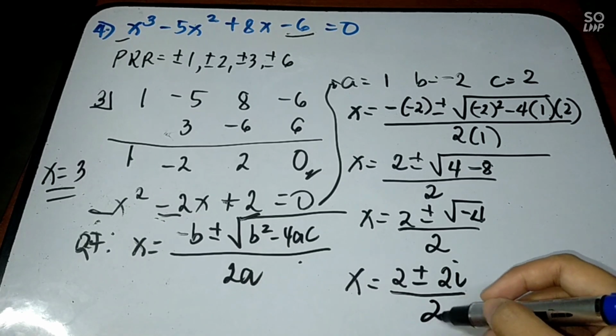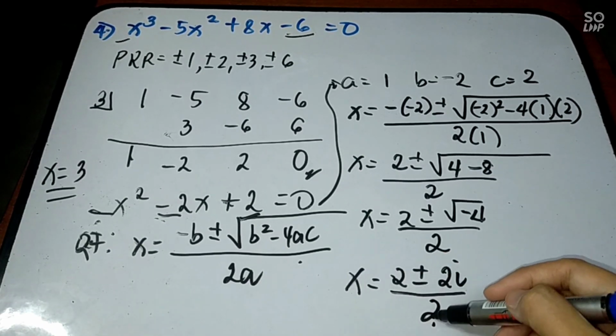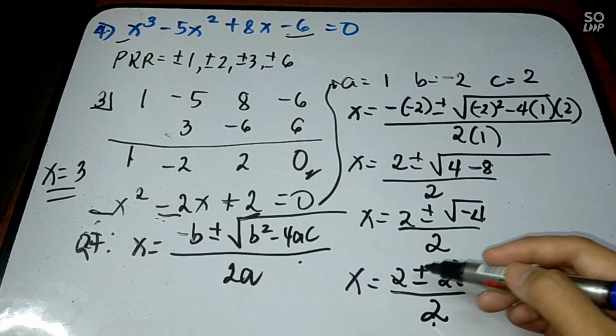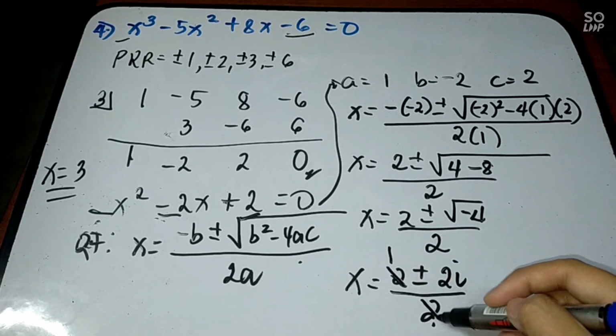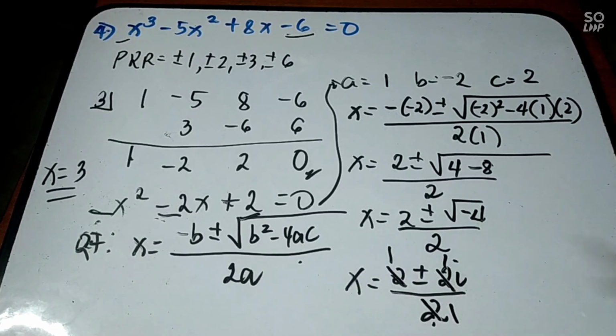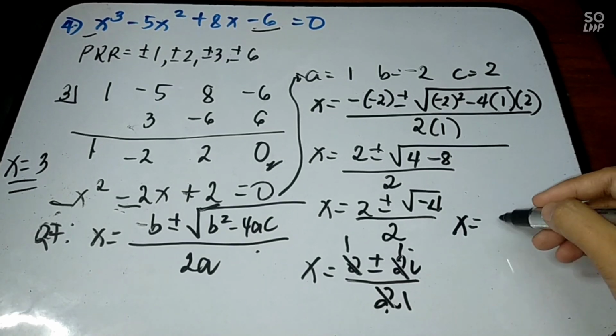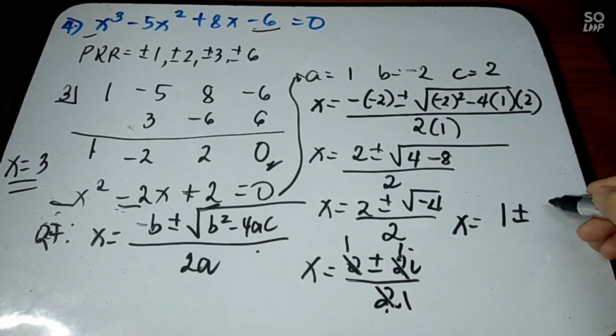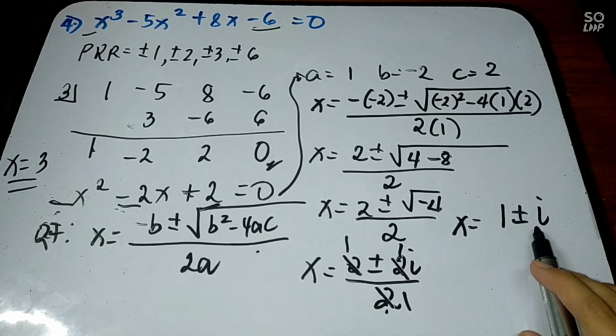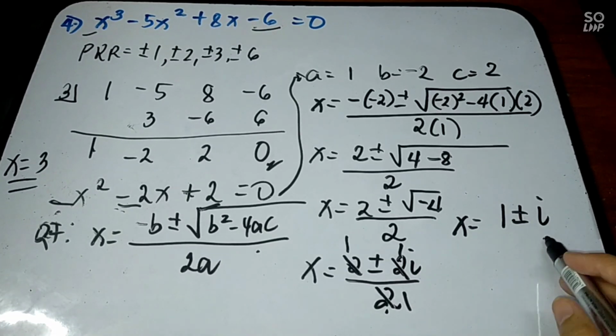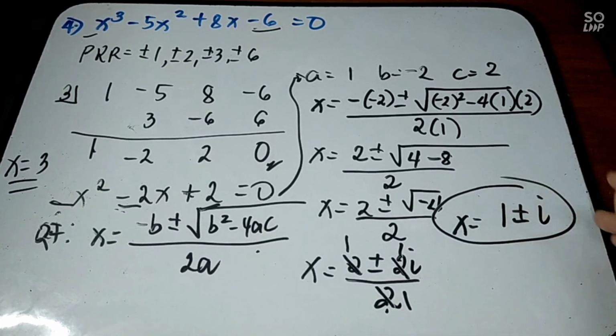Then, over 2. Since everything is divisible by 2, we can divide. So 2 becomes 1, this becomes 1, then 2 becomes 1 also. So, therefore, our x is 1 and positive negative i. So, the 1 beside the i is invisible. So, this is the other root.